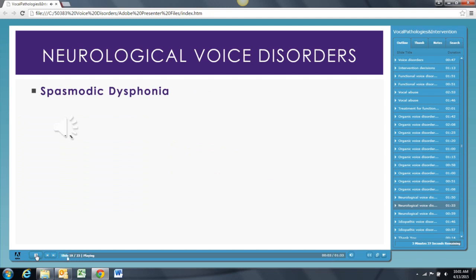Spasmodic dysphonia is a form of focal laryngeal dystonia. The most common type is adductor spasmodic dysphonia, where the adductor muscles experience unpredictable dystonic contractions during phonation. The voice of adductor spasmodic dysphonia is often perceptually characterized as strained and strangled with intermittent voice stoppages.